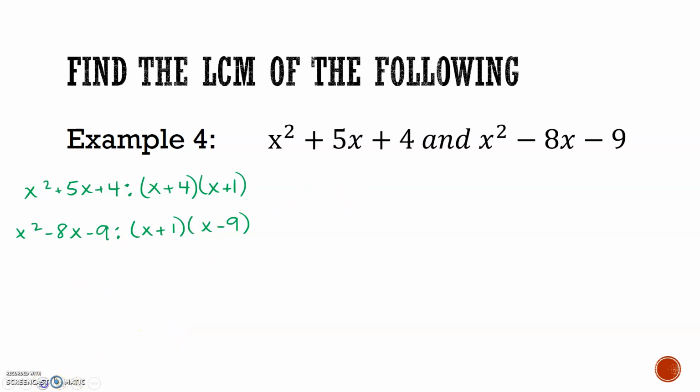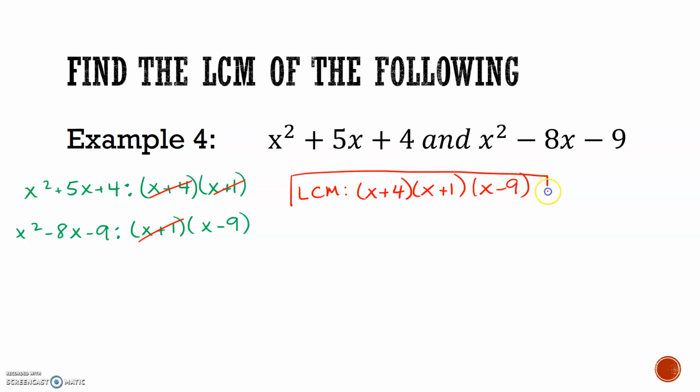So then our least common multiple, write either of these down, does not matter. I'm going to write down the first one. They both have 2 factors. So x plus 4 and x plus 1. I have both of these written down. x plus 1 is right here, I don't need it. x minus 9, I don't have it, so I need an x minus 9. And then this is our least common multiple. You don't need to multiply it all out. If they're factors like this, you can just leave it as 3 different factors.